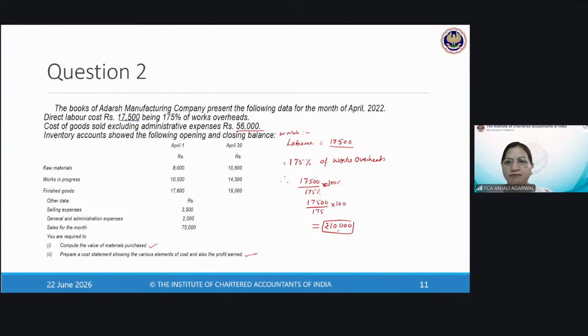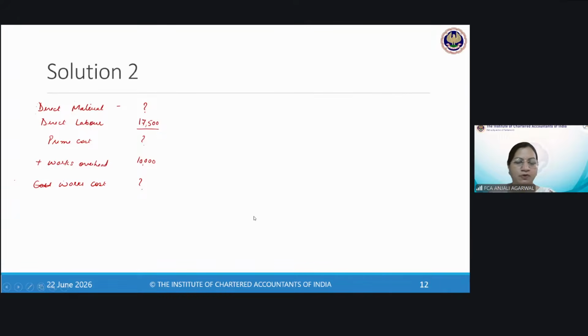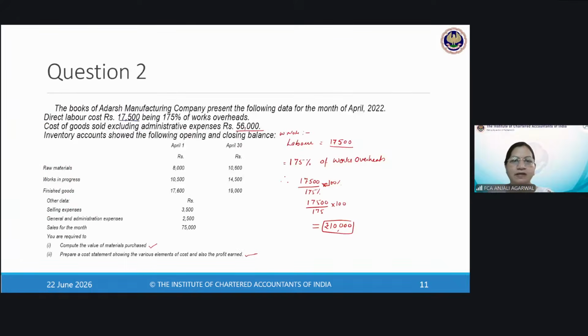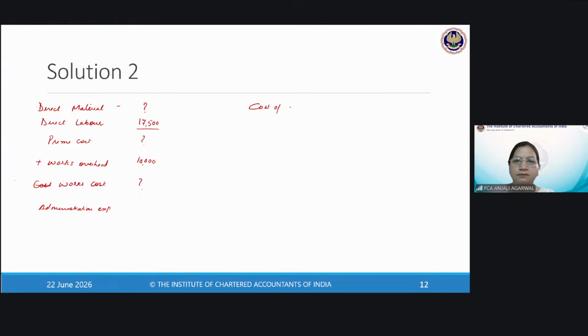So what is the information that we have so far? That works overhead is 10,000 and labor is 17,500. These two pieces of information we have put on. After this, we add administration expenses and we get the cost of goods sold. But here it is very specifically said, cost of goods sold excluding administration expenses is 56,000. So we'll have to work backwards. Total cost of goods sold is 56,000.